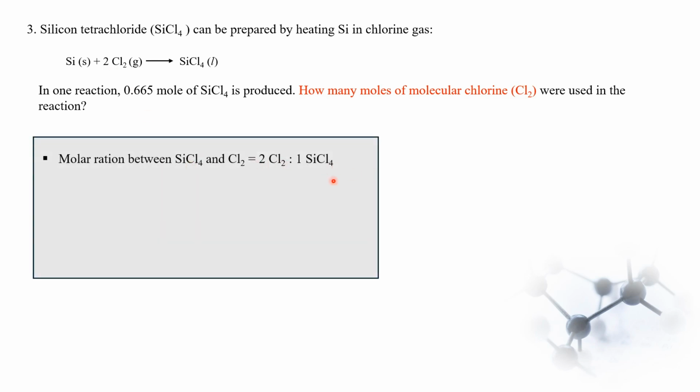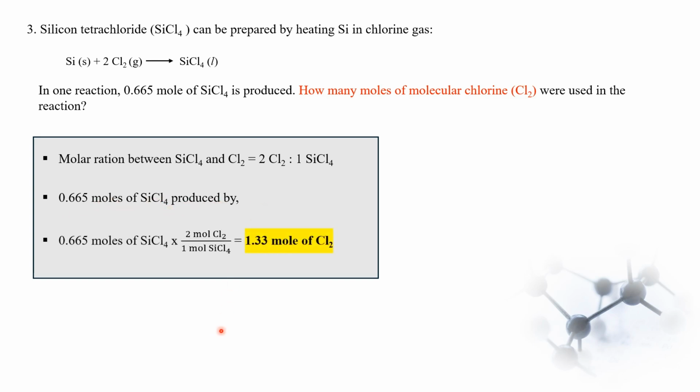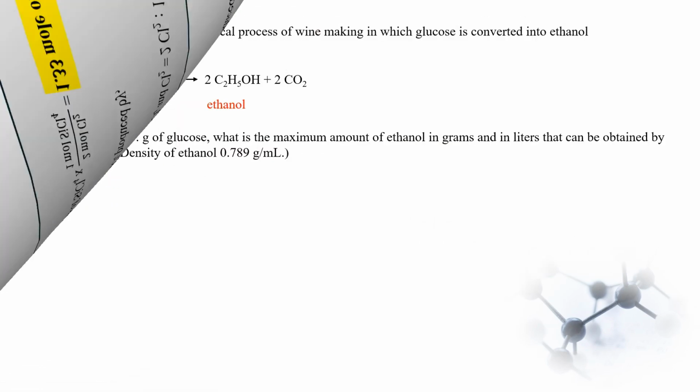Then this is the connection. For the SiCl4 amount, double that amount, 2 times that amount of chlorine should be there. The molar ratio is 2 to 1, reverse side 1 to 2. So 0.665 moles of SiCl4 is produced by 1.33 moles of Cl2, 2 times 0.665.